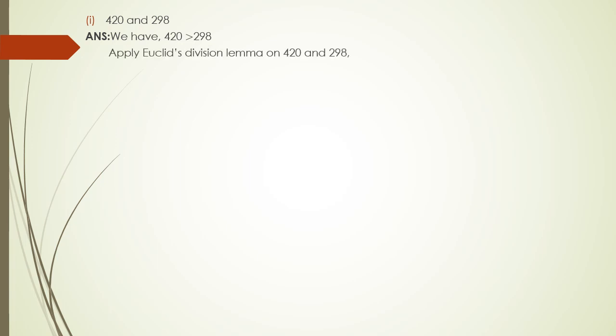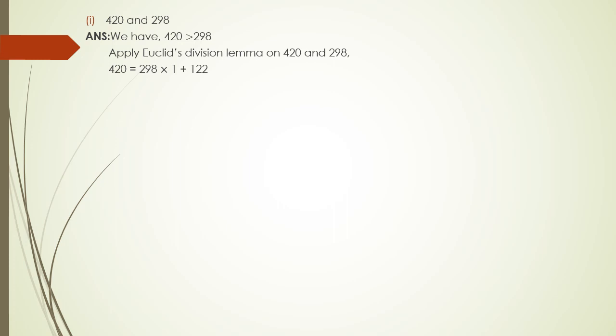So in our first step, we apply Euclid's division lemma on 420 and 298. That is, we divide 420 by 298. We will see what quotient and remainder come. We get it like this: 420 is equal to 298 into 1 plus 122.